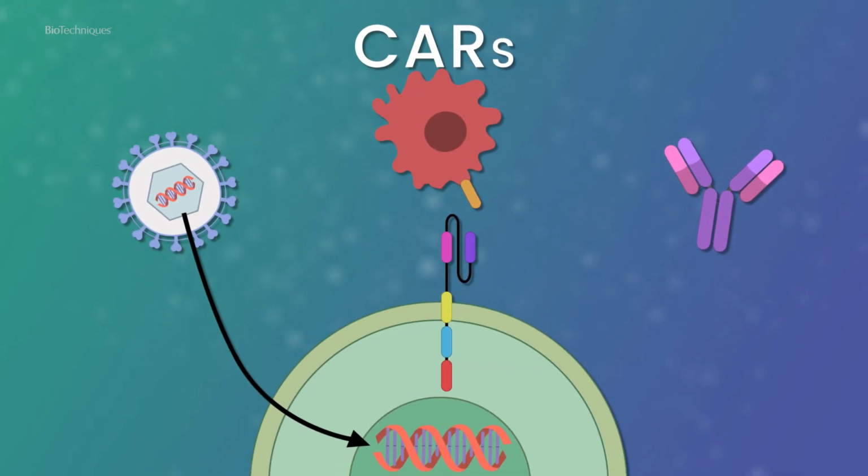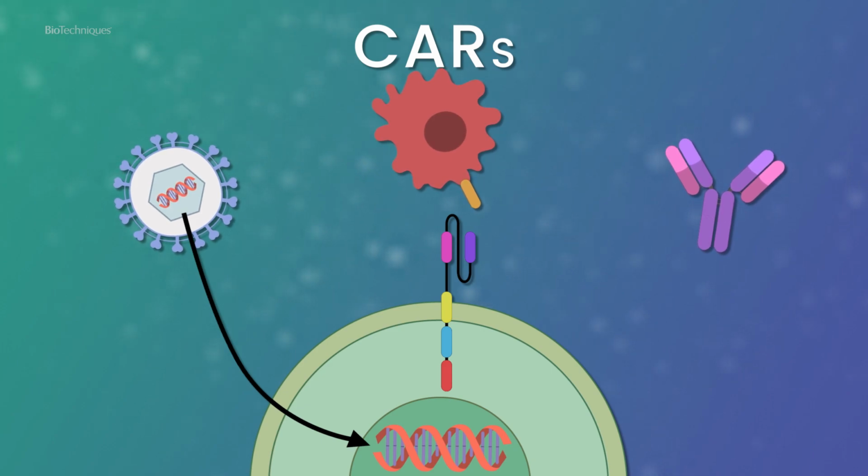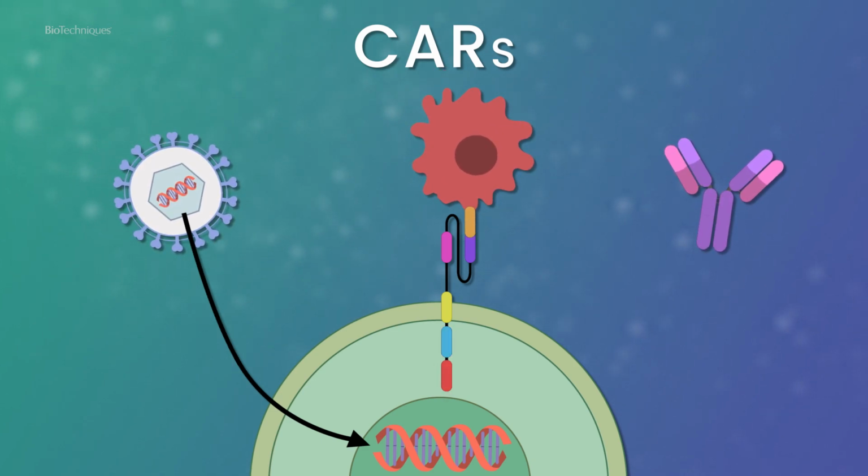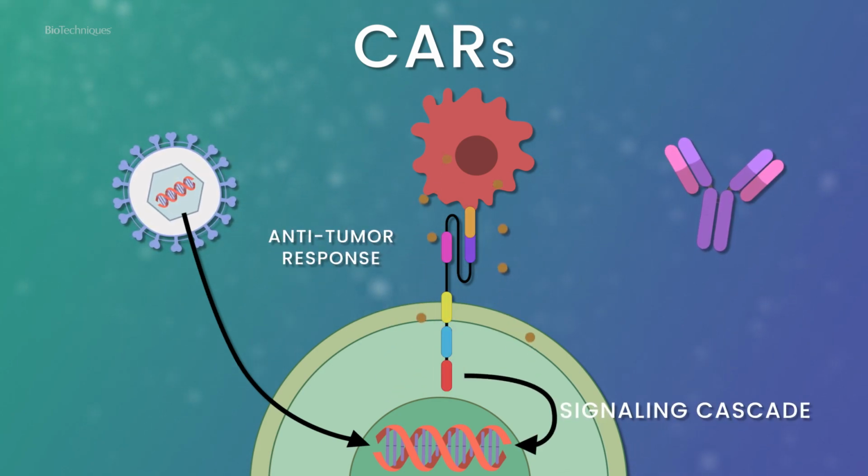CARs are modular synthetic molecules comprising 4 components: an extracellular antigen binding domain that is most commonly a single-chain variable fragment derived from a specific monoclonal antibody, a hinge region, a transmembrane portion, and an intracellular signaling domain that triggers cell activation. CARs redirect T-cell cytotoxicity toward tumour cells expressing a specific antigen. When the extracellular domain binds to the target antigen on tumour cells, the intracellular domain mediates T-cell activation and anti-tumour responses.